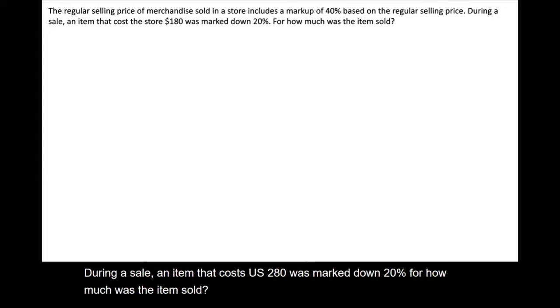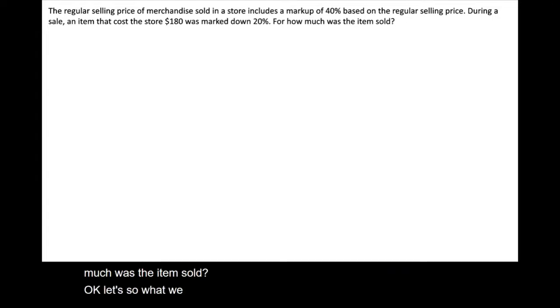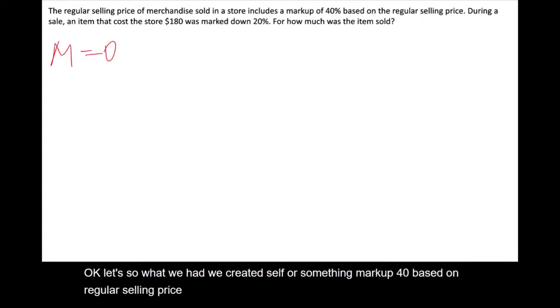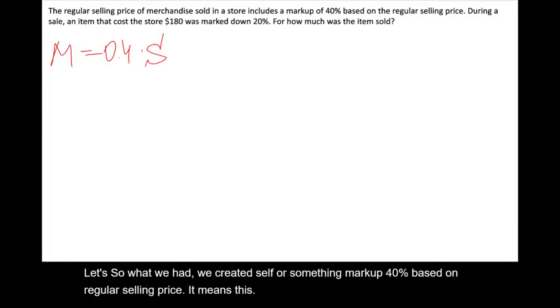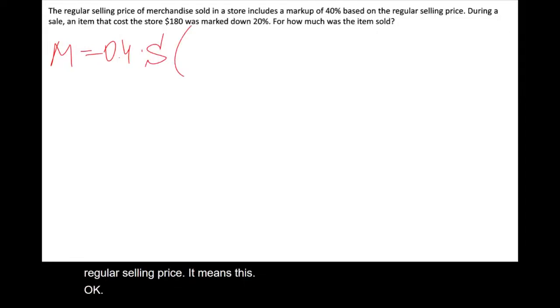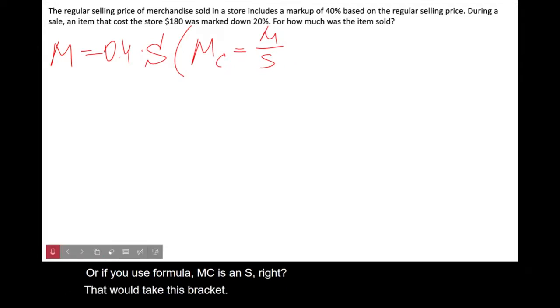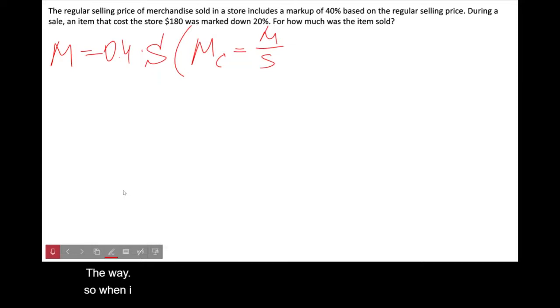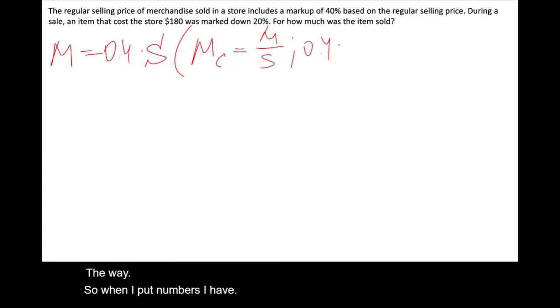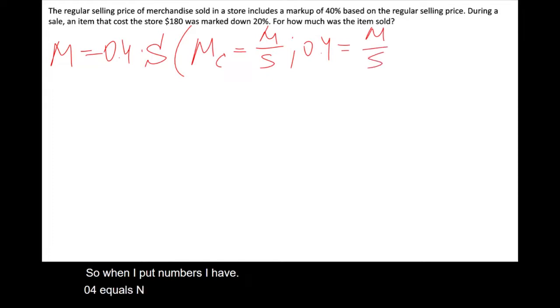Okay, so what do we have? We created a sale for something. Markup 40% based on regular selling price. It means this. Okay? Or if you use the formula, MC is M over S, right? Actually, let me take this bracket away. So when I put numbers, I have 0.4 equals M over S, right? And from here, M is 0.4S. So I'm just explaining steps.